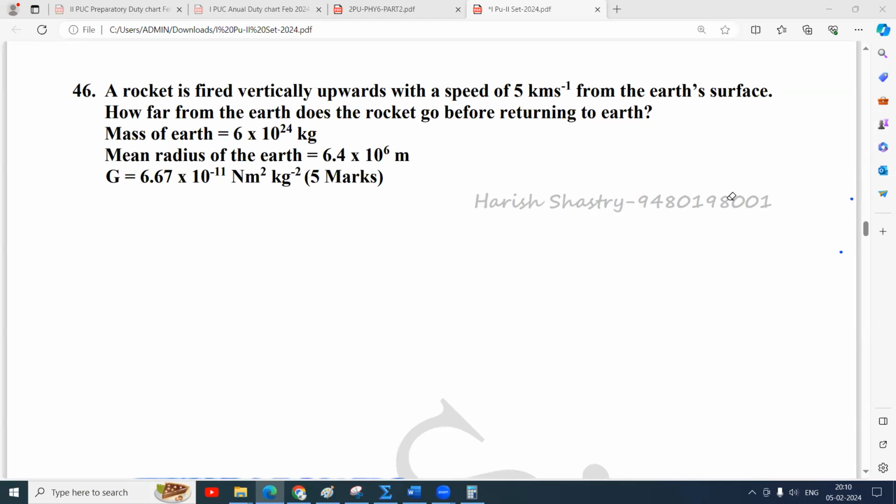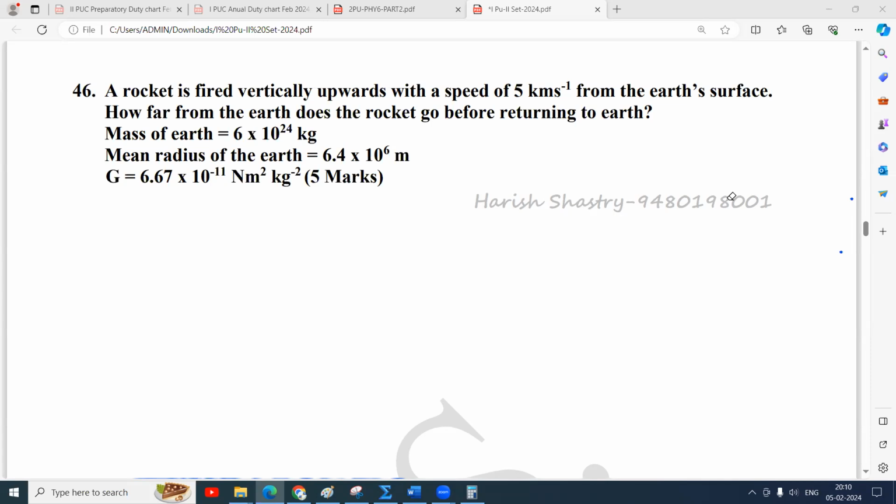A rocket is fired vertically upwards with a speed of 5 km per second from the Earth's surface. How far from the Earth does the rocket go before returning back to the Earth? And we have so many values given: mass of the Earth, radius of the Earth, and the gravitational constant g.